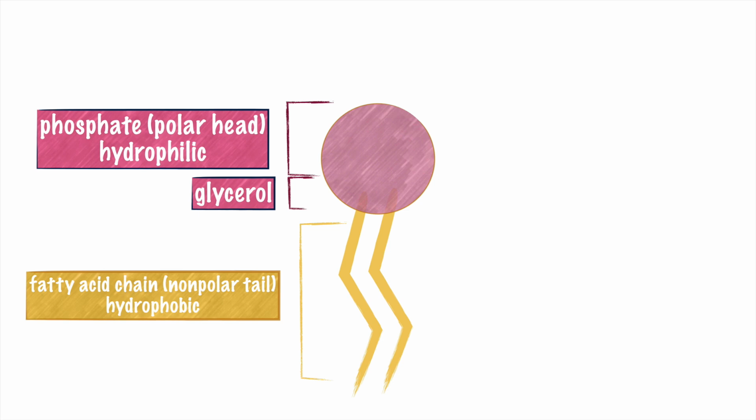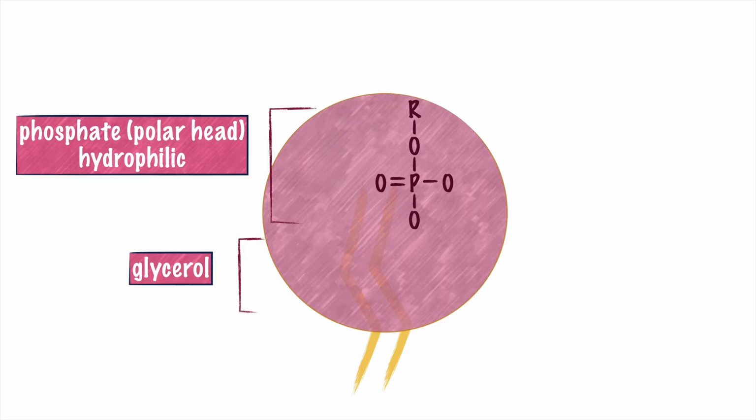And then there's another component to it that we haven't mentioned in class before yet, but it's the glycerol molecule. It's a carbon-based molecule that attaches the polar head with the non-polar tail, the fatty acid chain at the bottom, the yellow part you see there. And that is hydrophobic, meaning that it repels water. It wants to get away from water.